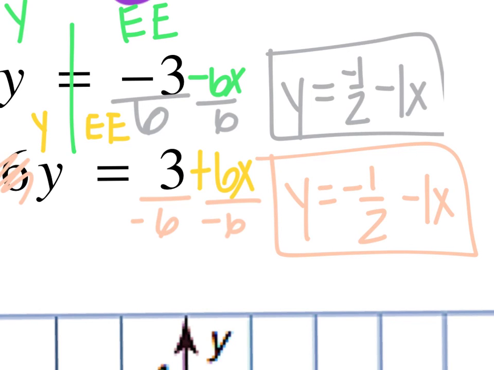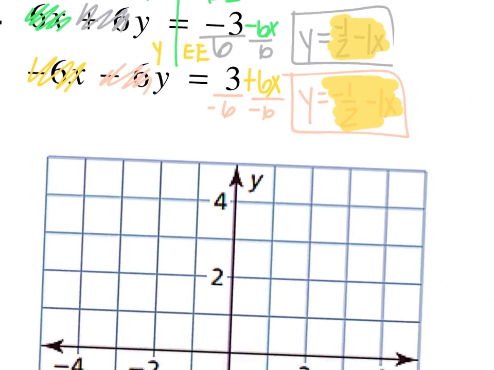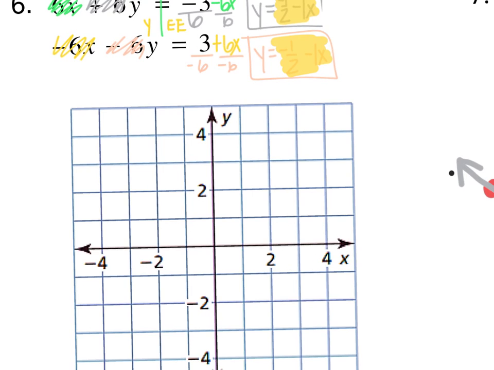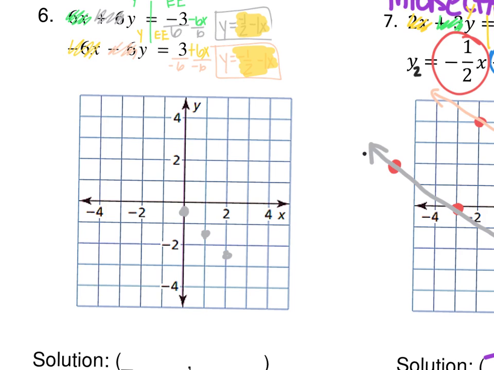The first one is negative 1/2 x minus 1. And the second one is negative 1/2 x minus 1. So if I were to graph these, both of them are actually the exact same line. And roughly sketched, they are both going to cross the y-axis at negative 1/2. And their lines are going to look like this.